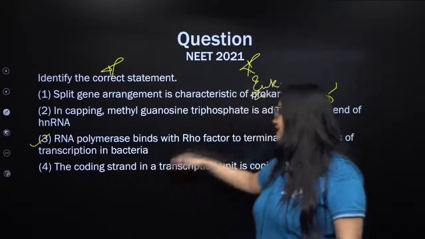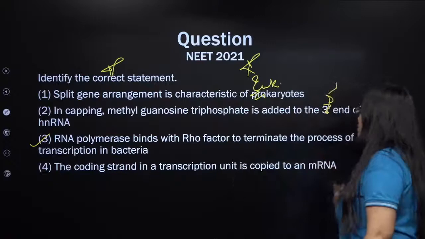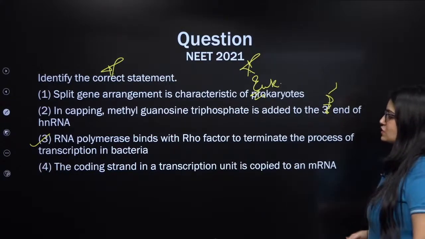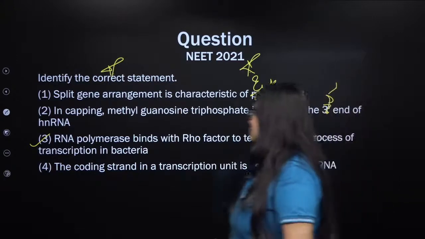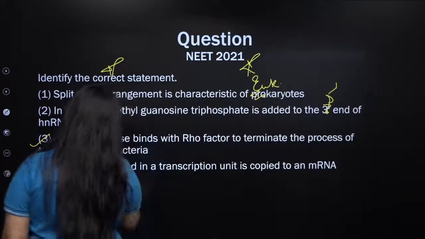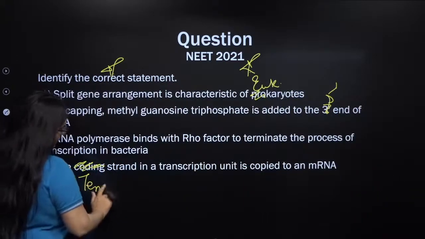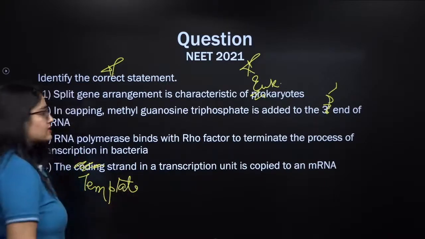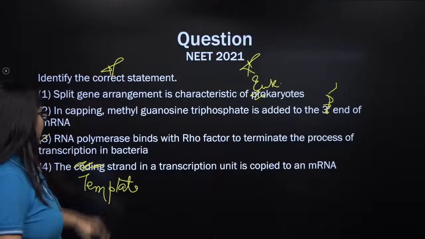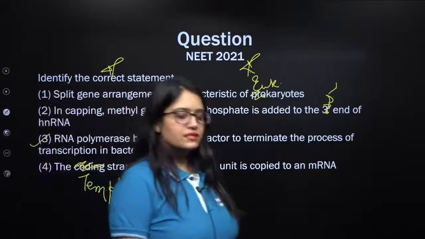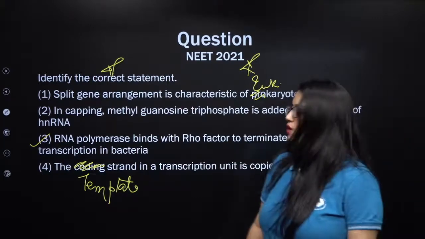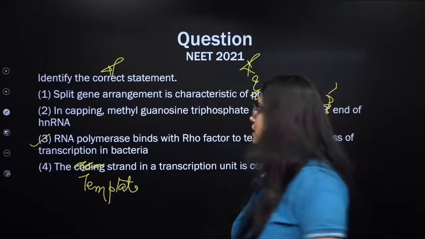The coding strand in a transcription unit is copied to an mRNA. So please notice, my dear students, during transcription in a transcription unit, it is not the coding strand, it is rather the template strand which is coded. Is this clear, my dear students? Hence only the third statement is correct. Any doubts here? Okay, excellent.